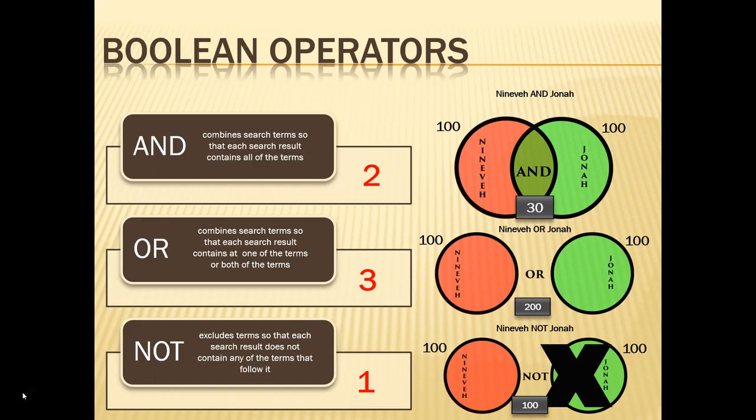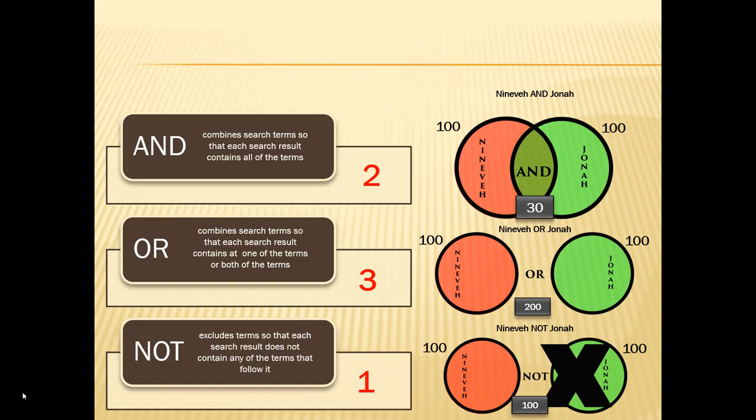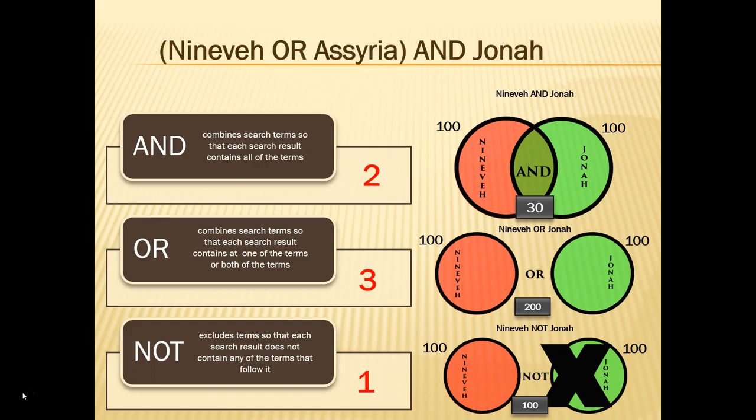Now, before I end this presentation, I also want to show you one more thing. If we introduce parentheses to the equation, it could look like this. You can enclose search terms and their operators in parentheses to specify the order in which they are to be interpreted. In this example, we can see the parentheses enclose Nineveh OR Assyria, meaning the search inquiry will begin with the parentheses and then continue with the other operators, in this case, AND Jonah.